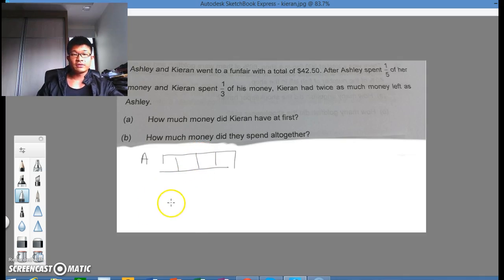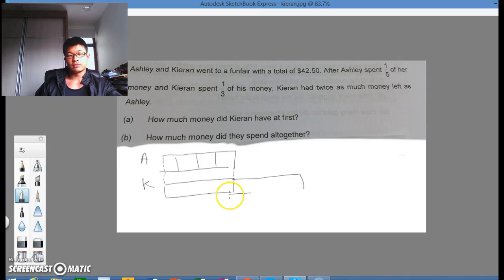If Kieran spent 1/3, and Kieran had twice as much money left, then if we draw a model down to compare, Kieran should have twice as much money. Which is just nice also, because if this is twice the amount, this will also be 1/3 that is spent. This is the 2/3 that is left. So if you notice, to make the unit the same, we just cut this further.